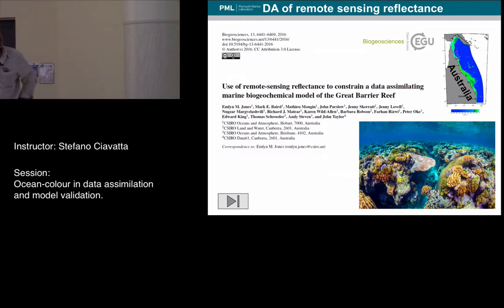So let's see this last work by colleagues at CSIRO in Australia, where they assimilated remote sensing reflectance to constrain an ecosystem model which includes the Great Barrier Reef. It's a very new work because typically until now we have assimilated plankton functional types or total chlorophyll. These guys, for the first time, went back to the origins of satellite ocean color. They are assimilating remote sensing reflectance.